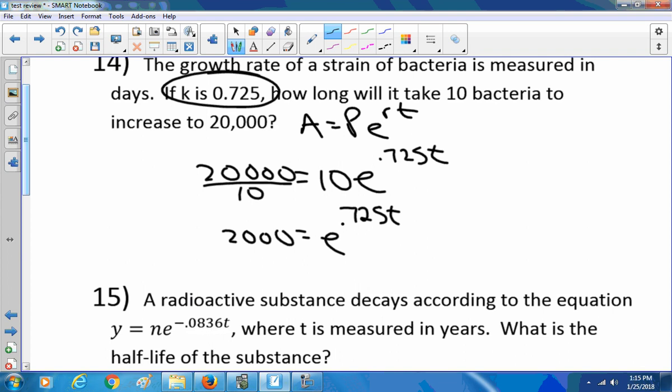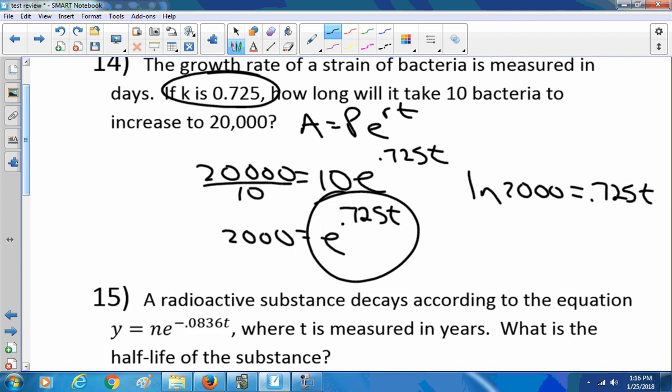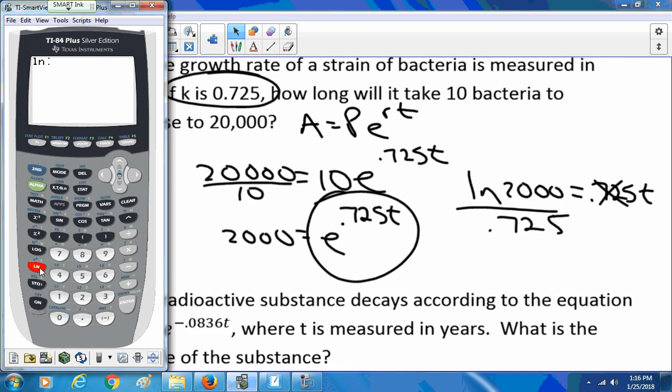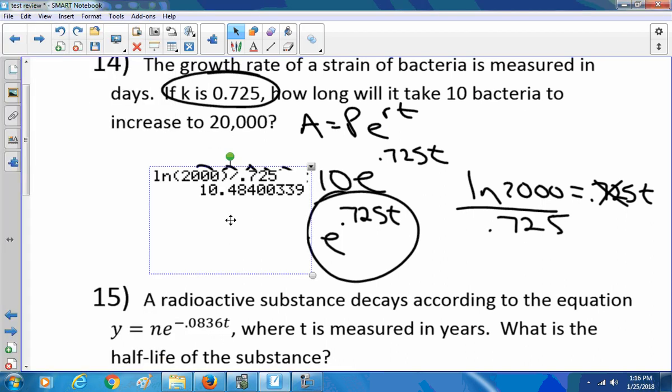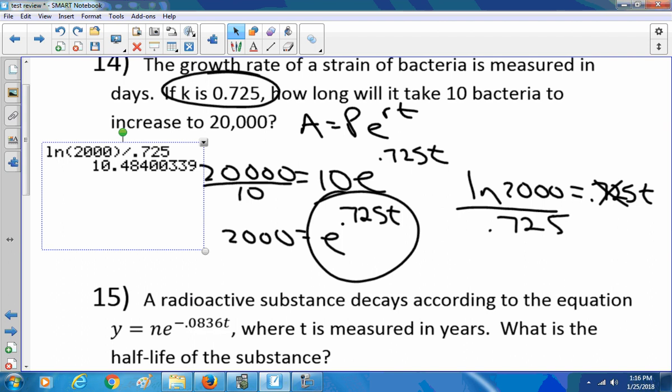We're going to take the natural log of both sides, so the natural log of 2,000. Again, what does the natural log do to that side? First and foremost, it drops the exponent down. And second, the natural log of e is 1. So then I go to my calculator: natural log of 2,000 divided by 0.725. There you go. It will take 10.48 years, or days. This one's in days.